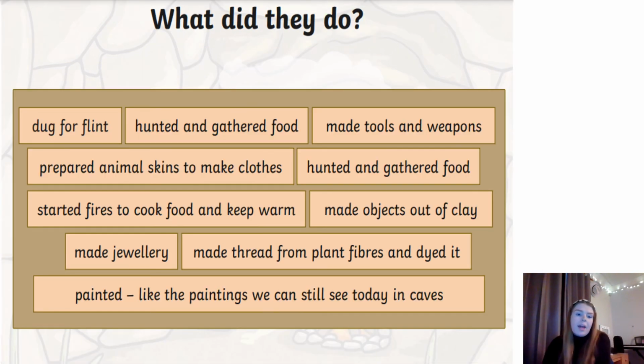So last of all then, what did they do? So what did they get up to in their day? So they often dug for flint, they hunted and gathered food, they made tools and weapons, prepared animal skins to make clothes, made objects out of clay, they made jewellery, and they did paintings as well. And we're going to be looking, I think, later on at some of the paintings that they did and maybe even having a go at some ourselves.